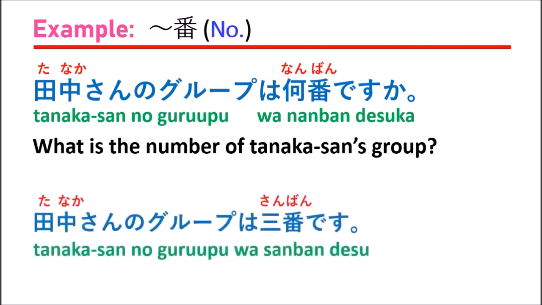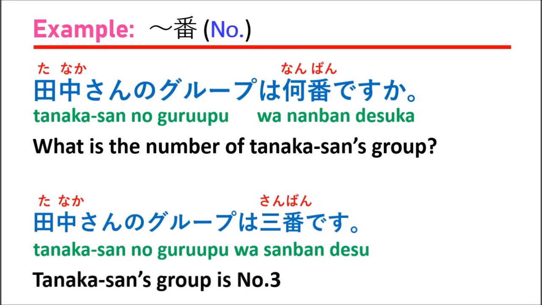The second example, Tanaka-san no group wa 3番です。Which means, Tanaka-san's group is no 3, or Tanaka-san's group is number 3. Something like that.